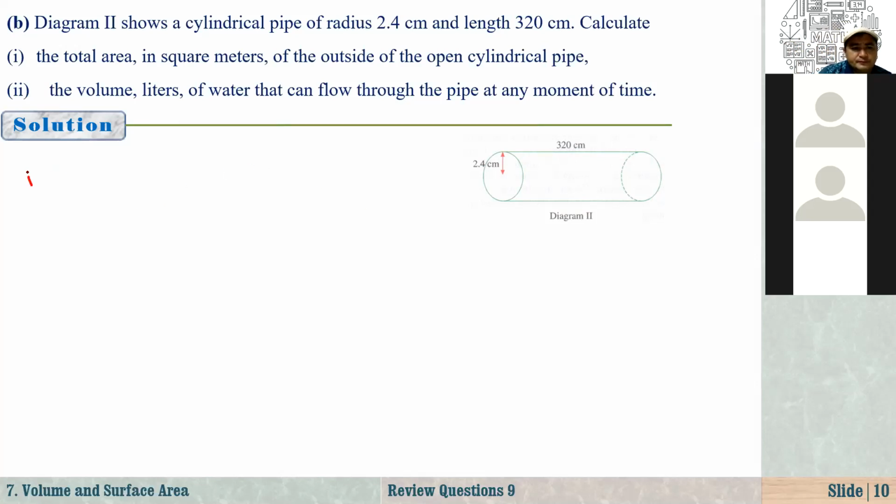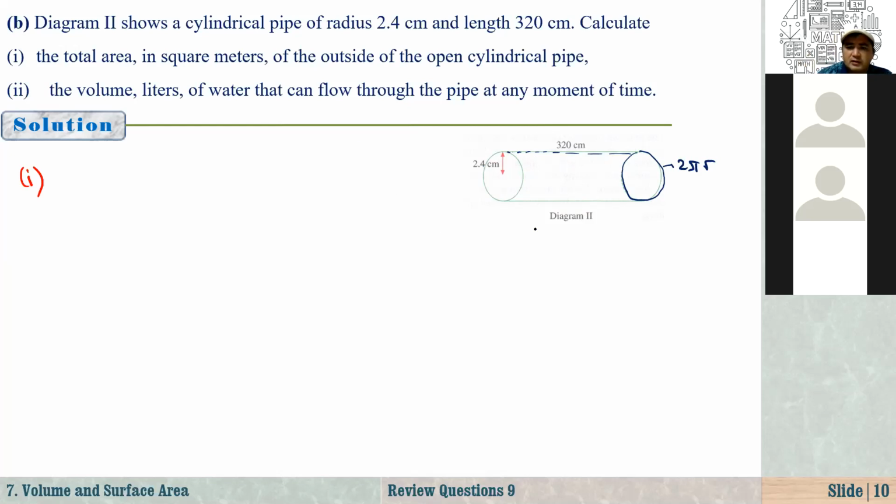So number 1, I don't like using red actually. Let me use this one. Outside, we know that if you just cut from here and unfold this, it becomes a rectangle. And what is the width of the rectangle? It is 2 pi r. And if you multiply by its length, we will get the curved surface area, right?